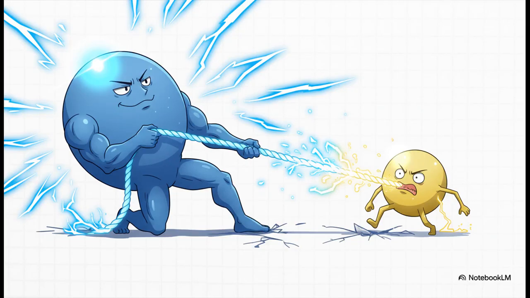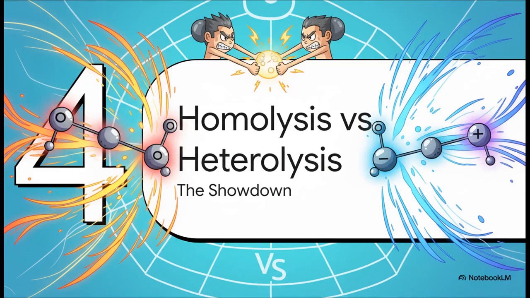So what's the number one factor that pushes a bond toward this messy breakup? Well, it's a big, significant difference in electronegativity. When one atom is pulling on those shared electrons way more strongly than the other, it's pretty much guaranteed to eventually just take them completely. All right, we've met our two breakup styles. Now let's put them head-to-head in a direct showdown. This will really lock in the differences between them.